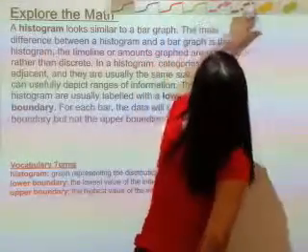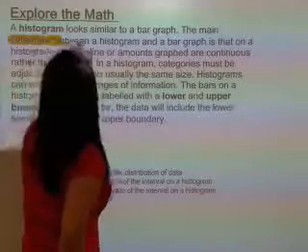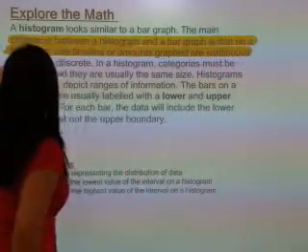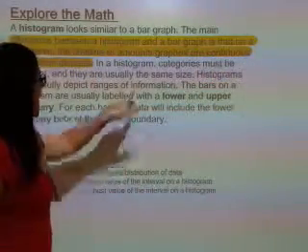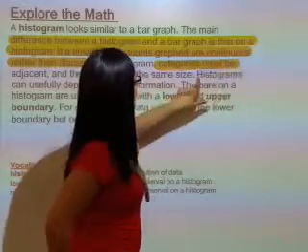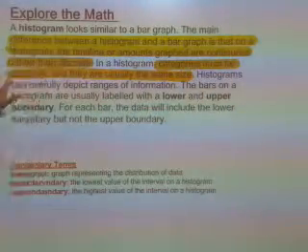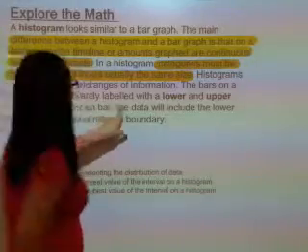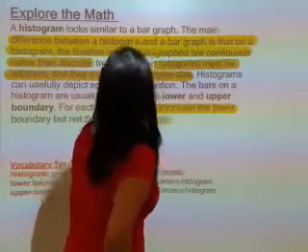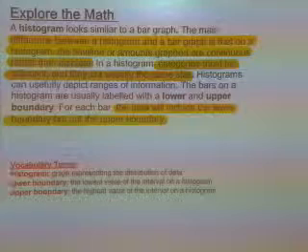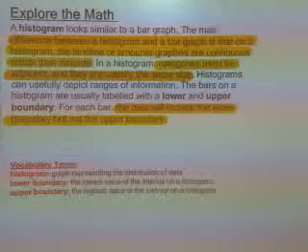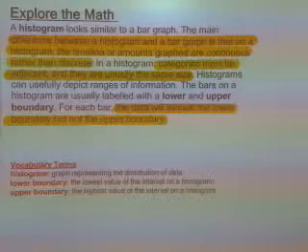Things like the difference between a histogram and a bar graph is that on a histogram the timeline is continuous rather than discrete. Categories are adjacent and are the same size. And then I would also put in that the data includes the lower boundary but not the upper boundary. So that's the information that I would put in there. So again, press pause and then continue.